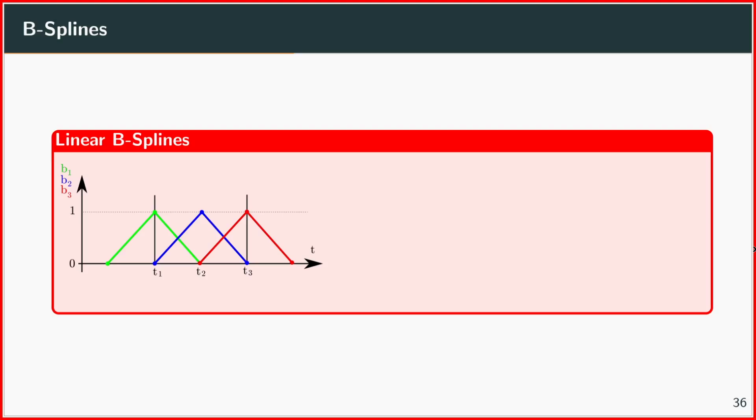Can anyone tell me how the resulting path might look on a linear B-spline? Yes. Yeah, maybe I should have shown you this example first. I think it would really just be lines connecting points, right? Yeah.